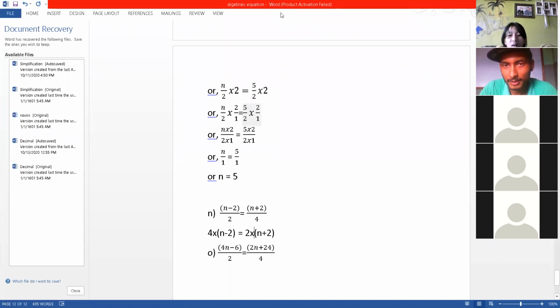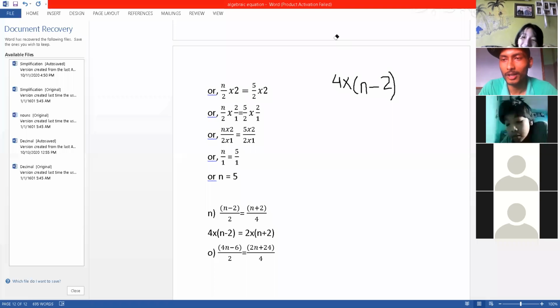Now, this is what I have to explain, right? How do we multiply the bracket, n minus 2? Okay, I want everyone to pay 100% attention here because this is something new that I'm going to teach you. And if you understand this, I swear to you, everything will be so easy. I mean, comparatively, if you don't understand, it won't be easy.